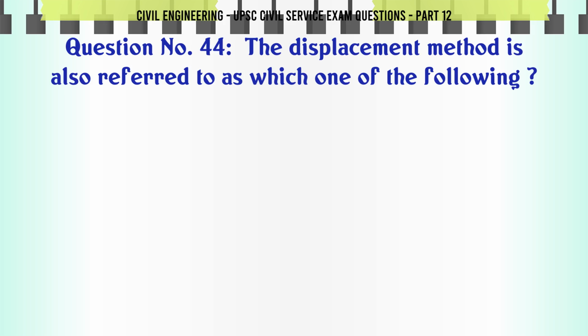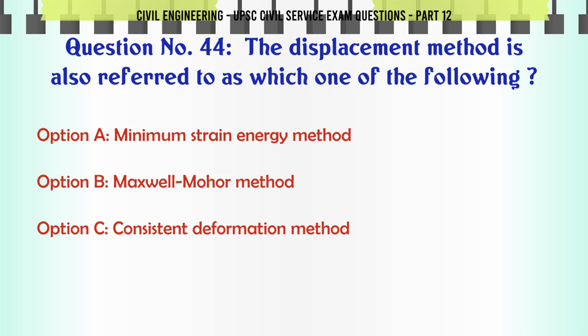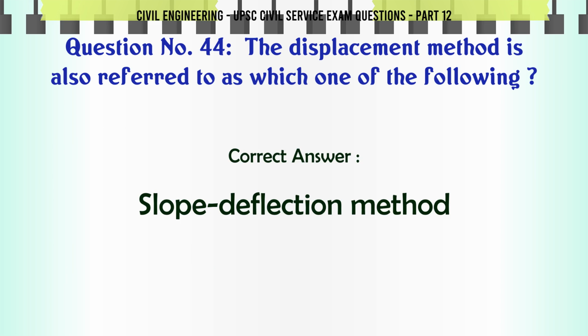The displacement method is also referred to as which one of the following? A, minimum strain energy method; B, Maxwell-Mohr method; C, consistent deformation method; D, slope deflection method. The correct answer is slope deflection method.